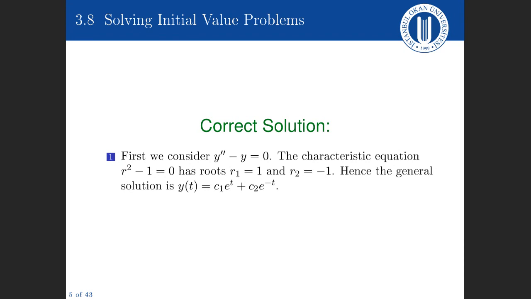So first, we need to solve the homogeneous equation corresponding to our differential equation. This is quite a simple equation. y double prime minus y equal to 0 gives us the characteristic equation r squared minus 1 is equal to 0. And then we see that the roots are 1 and minus 1. As soon as we know this, we can write down the general solution to the homogeneous equation: c1 e to the power t plus c2 e to the power minus t.